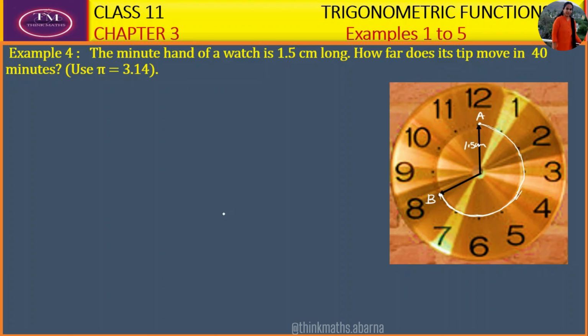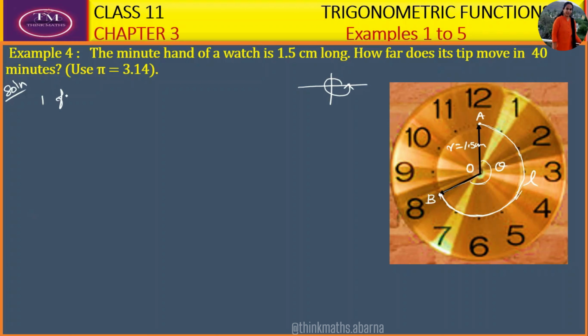Now it is nothing but arc length. These two are radius. The minute hand is the radius. The radius is given. We need to find arc length L. What do we need? We need this angle. If this is O, we need the angle AOB, that is theta. To find theta, what do we know? One full revolution makes 360 degree.